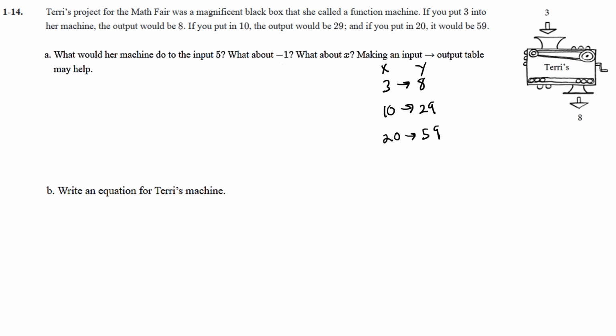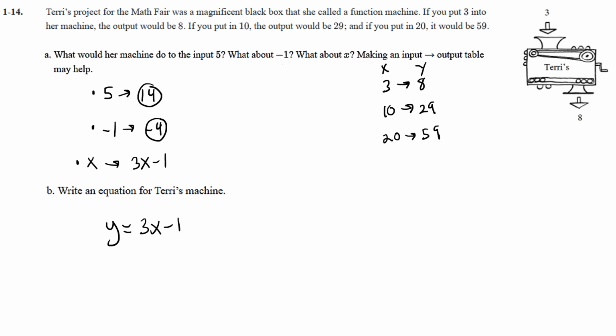So what happens with a 5? When you put a 5 in, well, 5 tripled is 15, minus 1 is 14. So you should get 14 out. How about negative 1? Negative 1 tripled is negative 3, minus 1 is negative 4. How about x? Well, I triple x, I get 3x, and minus 1, I get 3x minus 1. So write an equation for the machine. Well, it would just be y equals 3x minus 1. That's what's happening to every single pair in that problem.